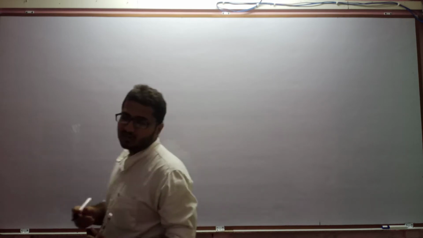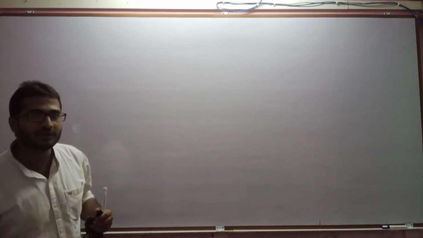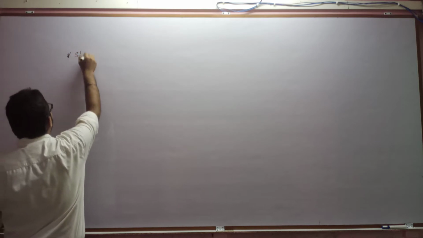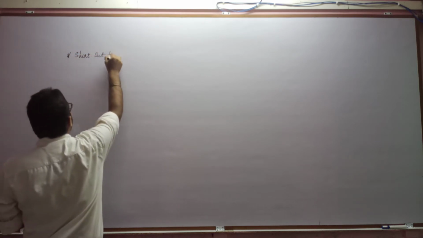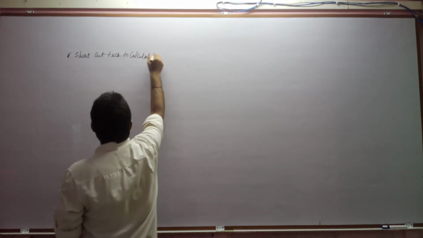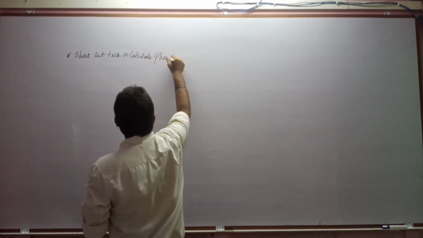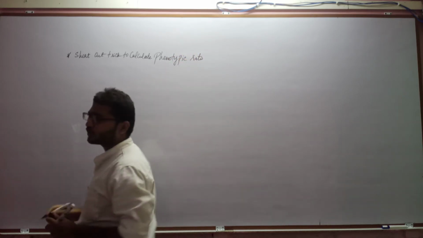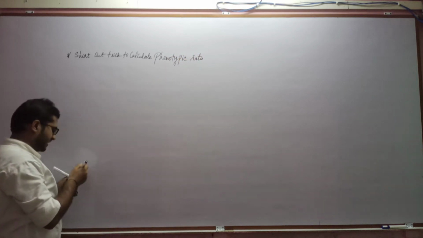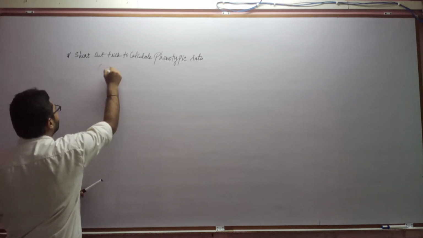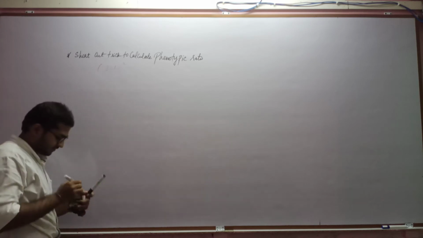First we will discuss the shortcut trick to calculate the phenotypic ratio. The shortcut formula is 3:1 raised to n.